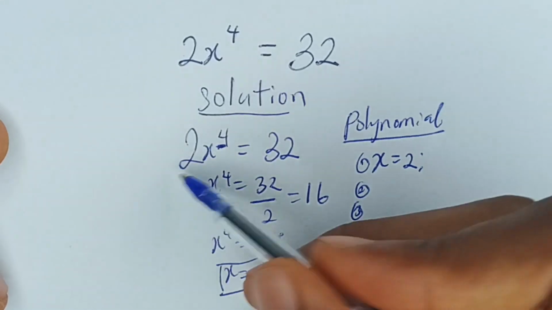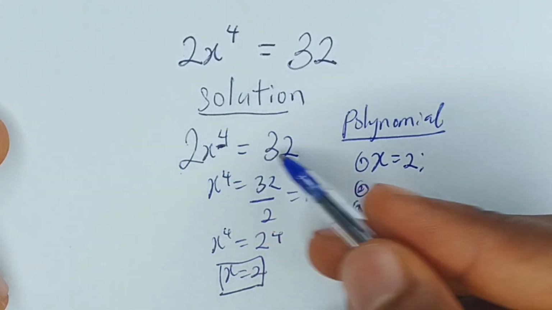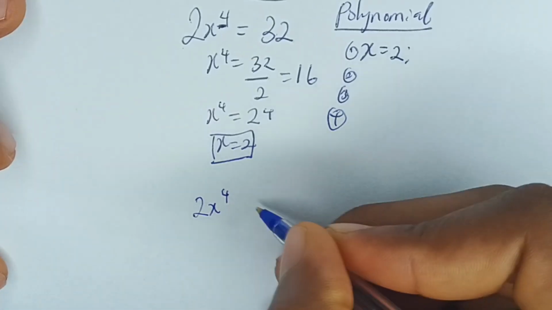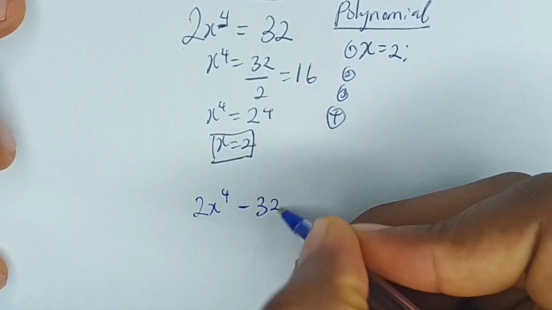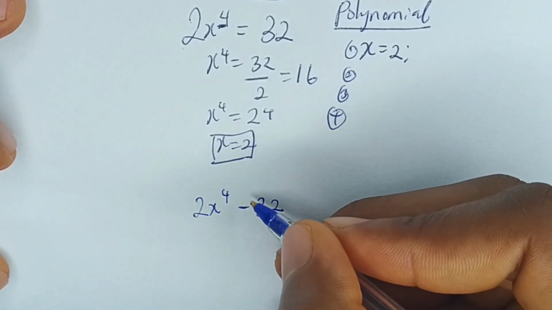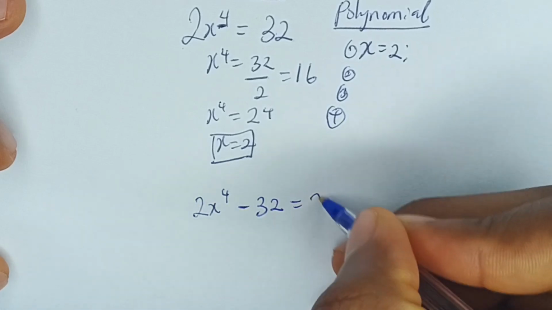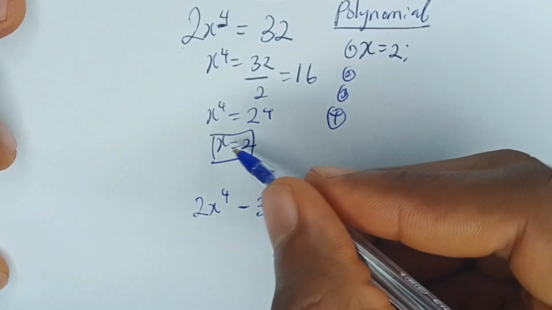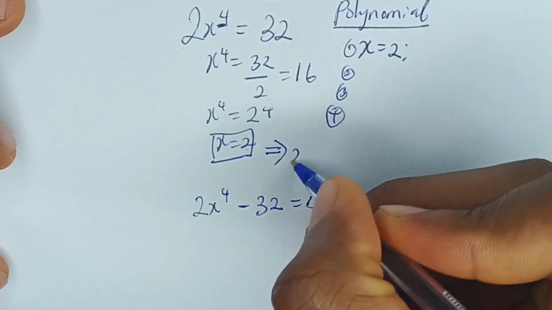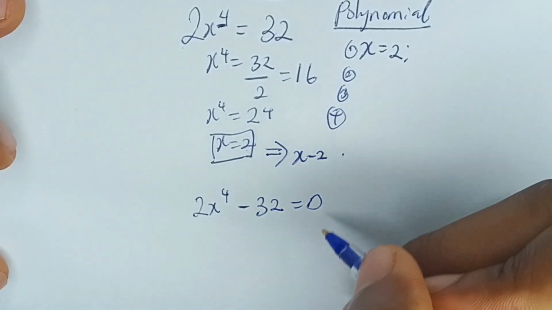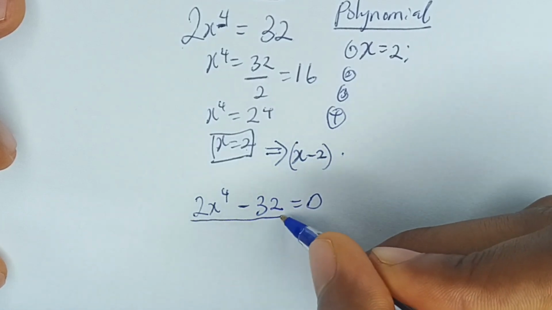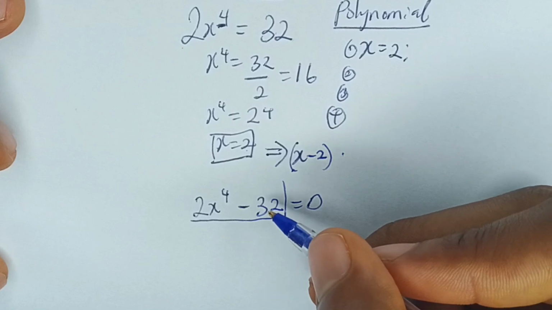Now, from here, we can decide to cross 32 over. So we're going to have 2x raised to the power 4 minus 32. So this is our new equation, and we can equate this to 0. But then recall that you have x is equal to 2 as a zero. This will imply that x minus 2 is a factor. And if you divide this polynomial by one factor, we'll get the remaining factors.